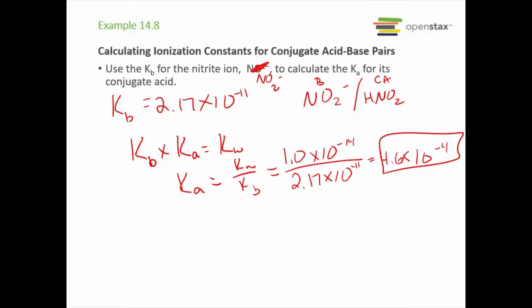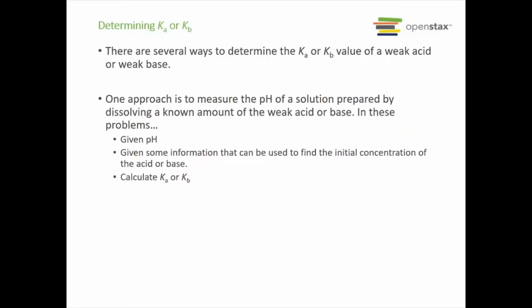And you could then take this value and look in Appendix H, which has values of Ka for different substances. You could look it up and go, oh, look, HNO2 has a Ka of about 4.6 times 10 to the negative 4. Awesome. There are other ways to determine Ka or Kb for a weak acid or base. You can measure the pH of a solution that you prepare by dissolving a known amount of the weak acid or base. So you know your amount of weak acid or base, and you measure the pH. Given the pH, you can find the initial concentration of the acid or base, and then you can use that to find Ka or Kb.